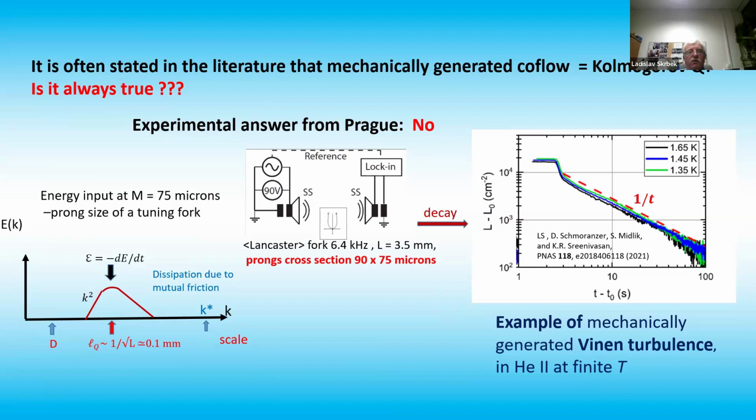The experimental answer from Prague is quite clear, because we had a fork, and this fork was oscillating in between the second sound sensors. So we have been able to measure simultaneously the drag because of the fork and also the vortex line density. And we can measure the decay of vortex line density. And we have seen clearly that the decay of that vortex line density was the same as in Vinen-like turbulence. Why was that? Because in this case, we had a very small fork, small in that the cross-section of the prongs was less than 100 microns. And the vortex line density was such that the mean intervortex distance was of the same order.